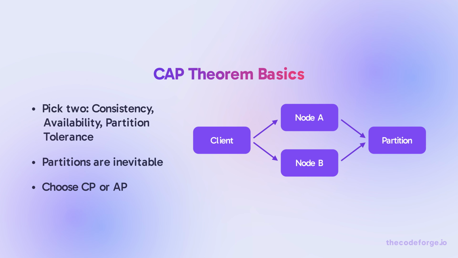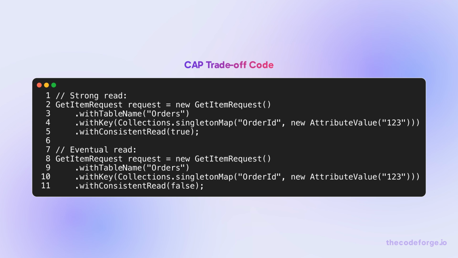Since network partitions happen, you choose between CP, consistency plus partition tolerance, and AP, availability plus partition tolerance. Most databases default to AP. Here's how you choose per request in DynamoDB. Strong read forces a read from the leader, ensuring the latest write. Eventual read may return stale data, but is faster.